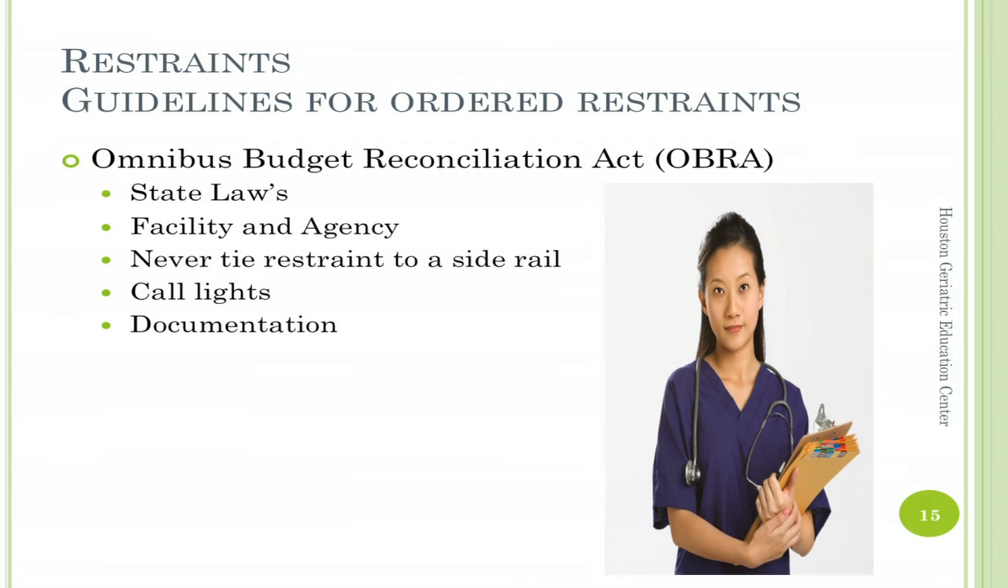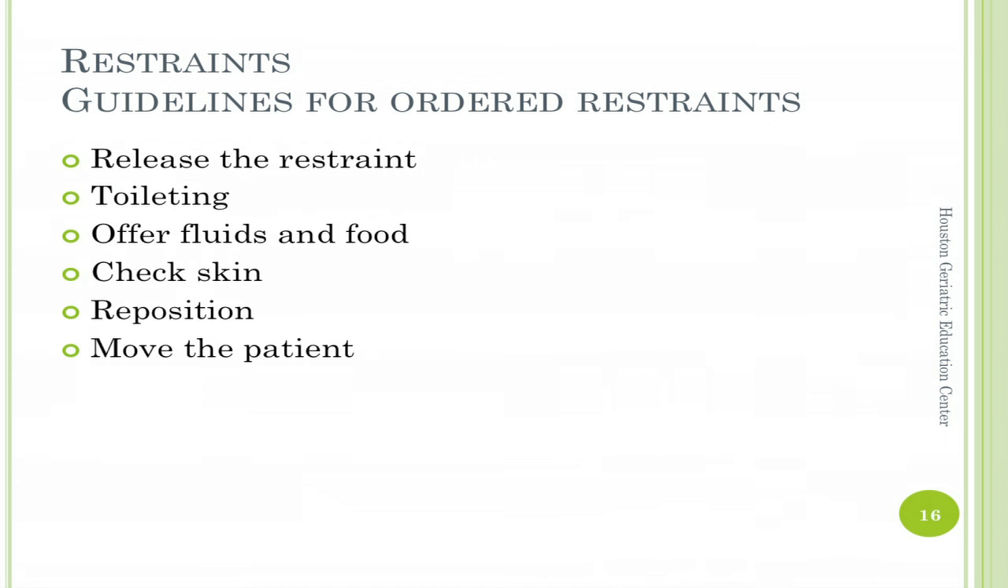Guidelines for ordered restraints. A restrained person must be consistently monitored. He or she must be checked on every 15 minutes. And during this regular check, you should do the following: release the restraint or discontinue per policy and care plan instructions. Offer help with toileting and check for incontinent episodes and provide care when needed.